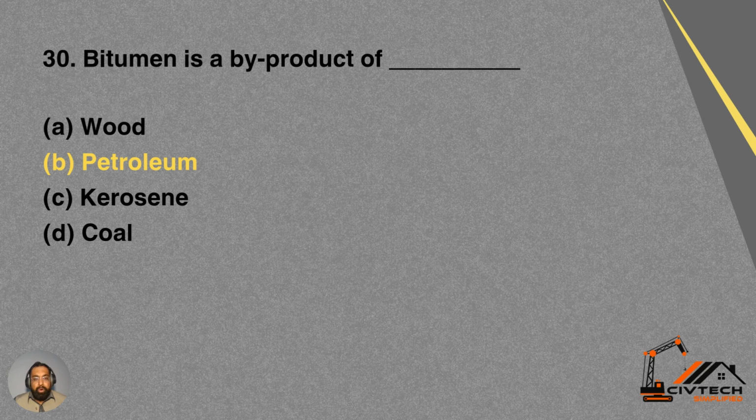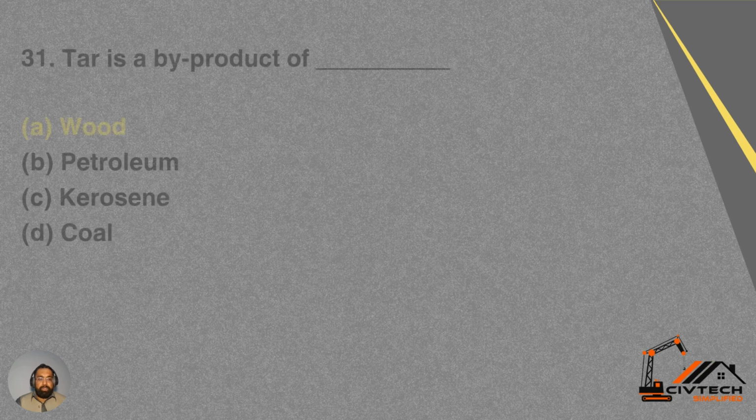Question 30. Bitumen is a byproduct of dash. Option A wood, option B petroleum, option C kerosene, option D coal. Bitumen is the byproduct of option B, petroleum. B is the correct answer for this question.